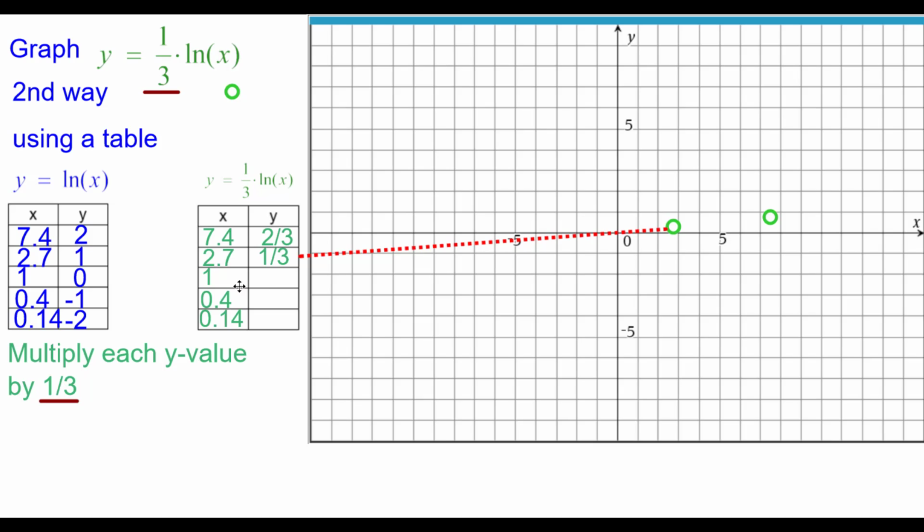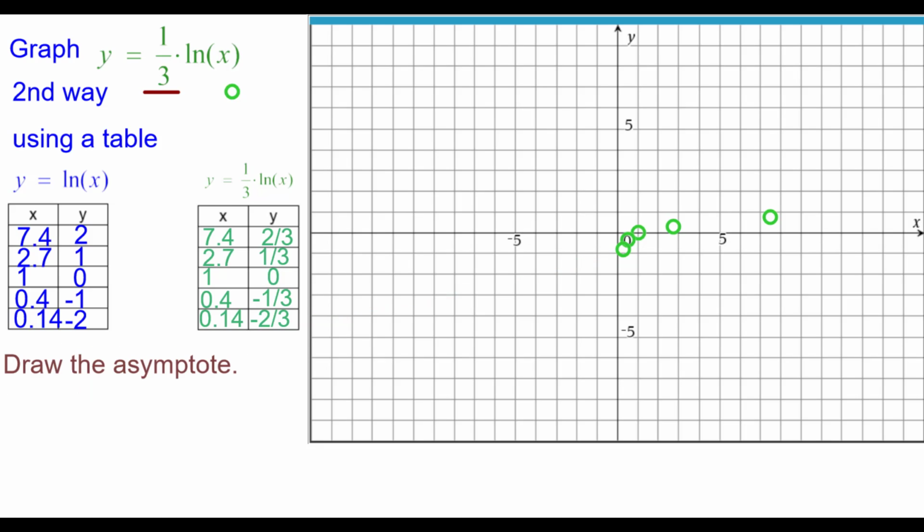So go ahead and pause the video, finish these 3 points and plot them, and resume when you're ready to go. 0 times 1/3 is 0, so 1, 0. -1 times 1/3 is -1/3, so 0.4, -1/3. And -2 times 1/3 is -2/3, 0.14, -2/3.